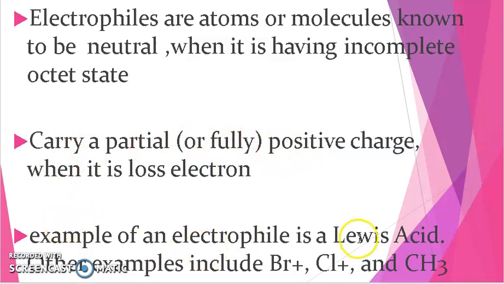For example, Lewis acids include Br plus, Cl plus and CH3. Here the neutral compound CH3 and Cl have a plus charge, and Br also has a plus charge. So you know what the electrophile is here, correct?